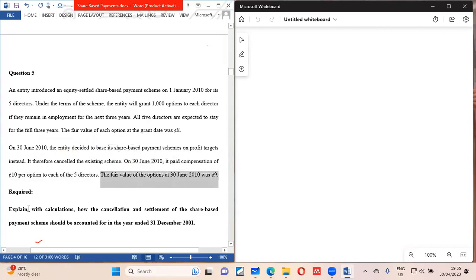All right. So explain with calculation how cancellation and settlement of the share-based payment scheme should be accounted for in the year 2010. This one too should be 2010. I could have just changed this one to 01, then it shows everything. But 2010, 2010. All right, so that is the question we have on our hands to deal with. Okay. So any person on what we just mentioned, the procedures we just mentioned, any person?